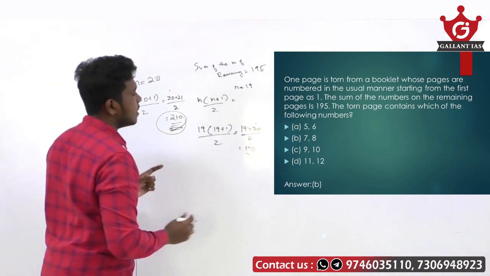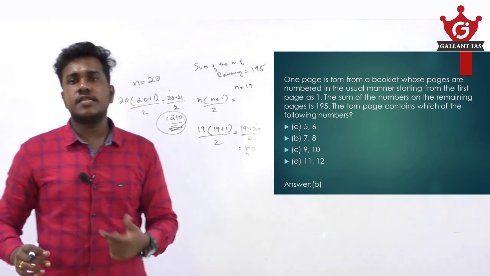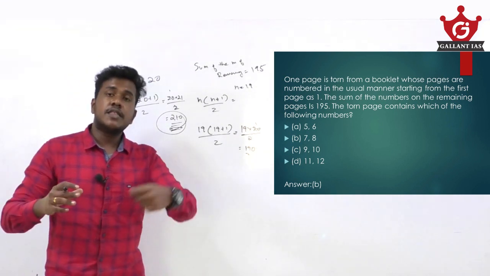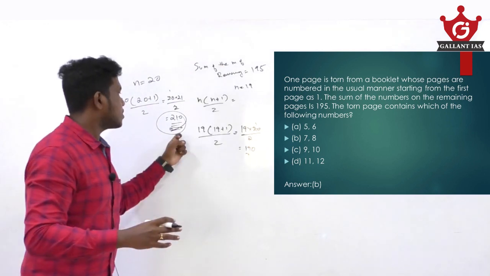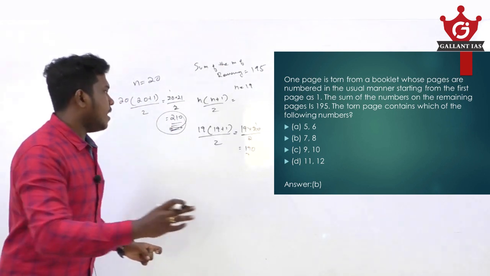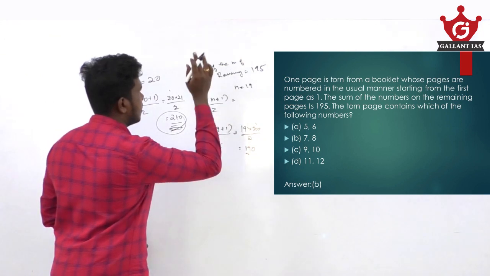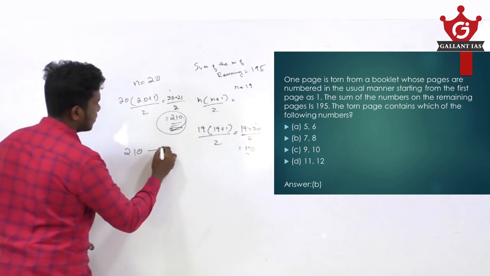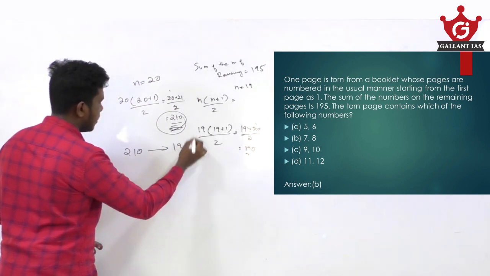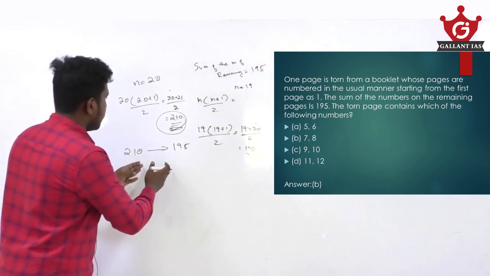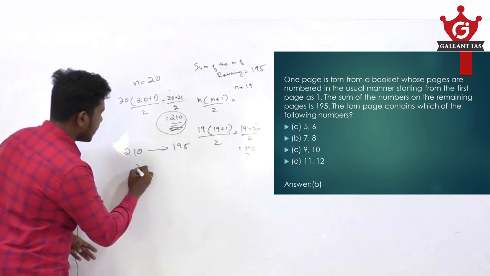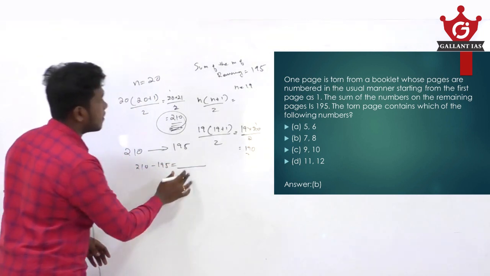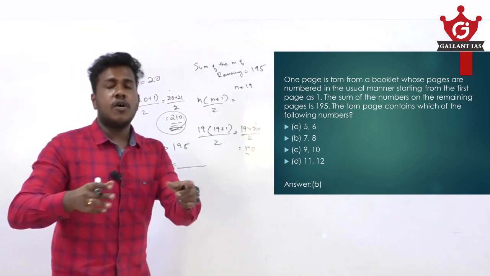Okay, the sum of the initial number of pages, that means the sum of the numbers without tearing out the paper, is nothing but 210. We got that value, and after tearing it changes to 195, right? Sum before tearing it is 210, after tearing it is 195. Now look here. So this 210 minus 195 will give you a value, and that value will be the sum of the torn out pages.